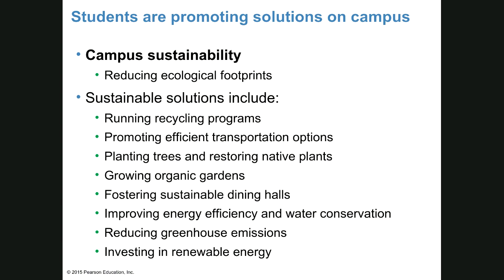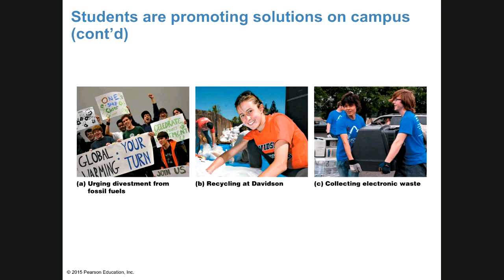You can take a look at planting trees, restoring native plants. We do that. We have a garden. Working on more sustainable dining halls. Working on a more sustainable residential hall. That one's a little bit trickier. Improving energy efficiency and water conservation, doing that. Reducing greenhouse emissions, yes, through all those things above, we do that. And investing in renewable energy. And so big news is that within the next year or so, we should have a pretty large solar array on campus. So here's some students participating on their campuses.